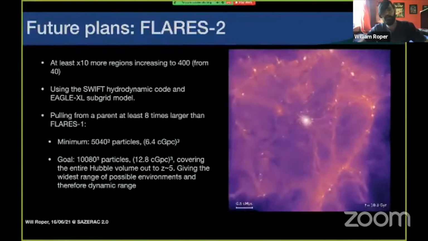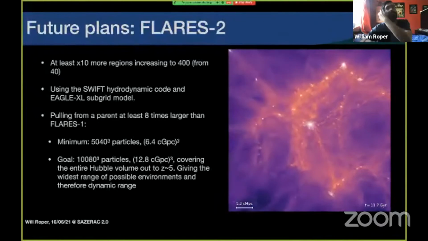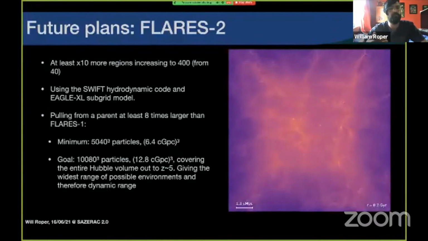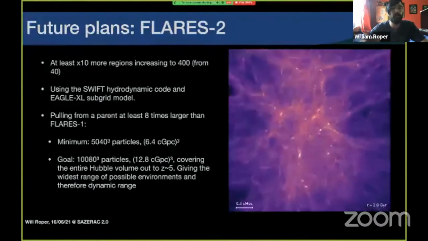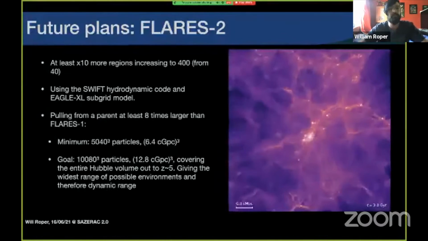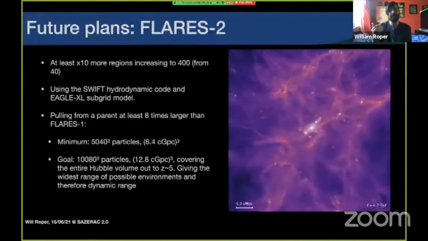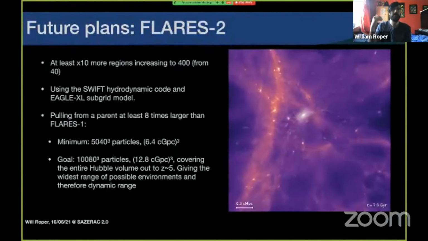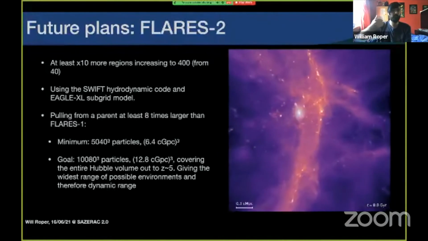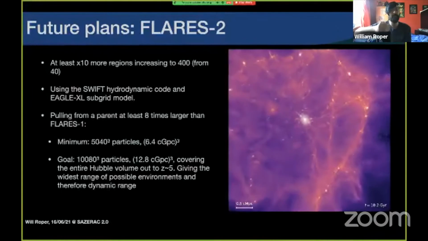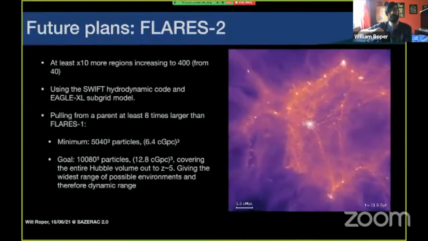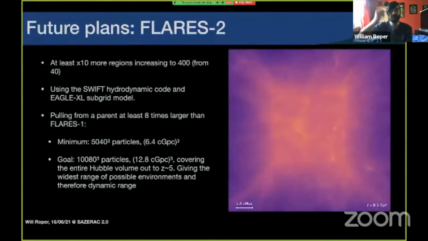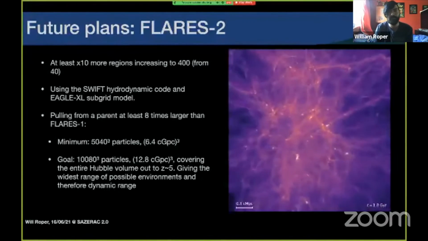But possibly the most exciting part of this, and also because it just leads to other science entirely, is that we're going to be pulling from a parent at least 8 times larger, but hopefully 16 times larger than Flares 1. So this is a 12.8 gigaparsec box at the same resolution as the original parent. And what's exciting about that is, to our knowledge, it's the first DMO that's going to cover the entire Hubble volume out to redshift 5 at this resolution. So I'm really looking forward to sort of killing some supercomputers with that.